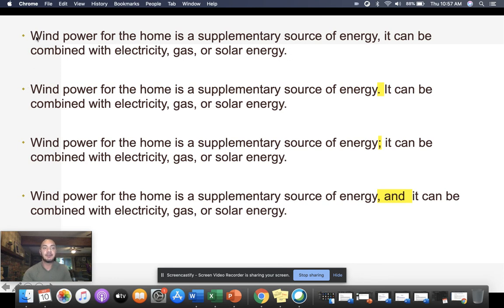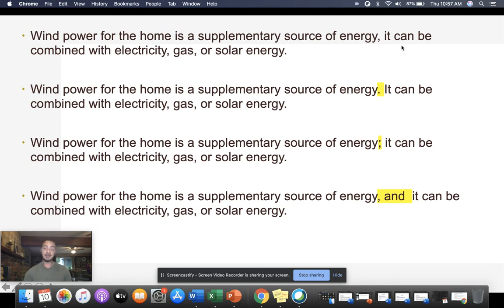Our first independent clause is here: Wind power for the home is a supplementary source of energy. And our second independent clause starts here: It can be combined with electricity, gas, or solar power. Again, the reason we know that is because we have our subject, which is wind power, and we have our verb, which is, and our predicate phrase. Then in the second part, we have our subject, which is it. We have our verb phrase, can be, and the rest of the predicate, combined with electricity, gas, or solar energy.